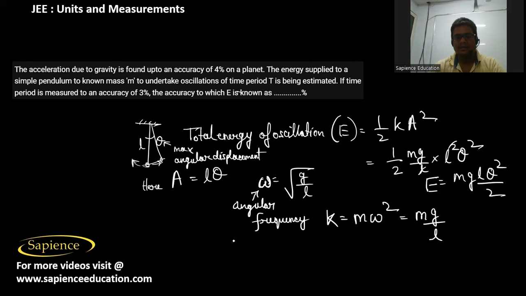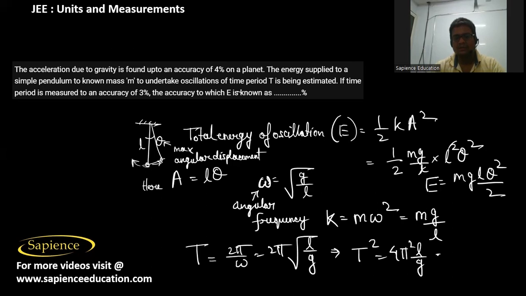And here the time period of oscillation is equal to 2 pi by omega, which is equal to 2 pi root over L by g. So if we take square on both sides, then we will get T square equals 4 pi square L by g. So therefore L equals g T square by 4 pi square.